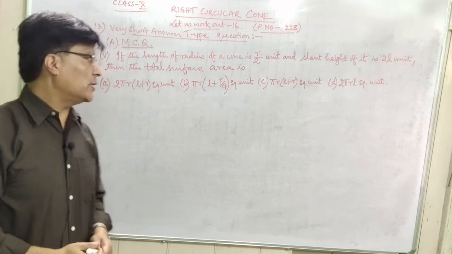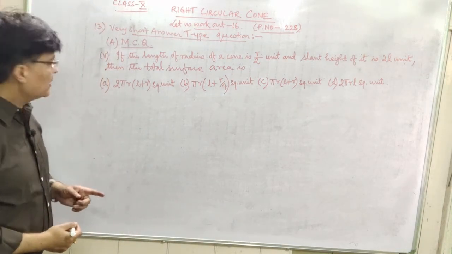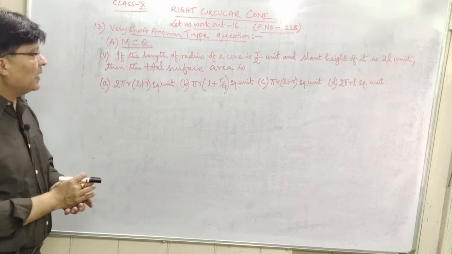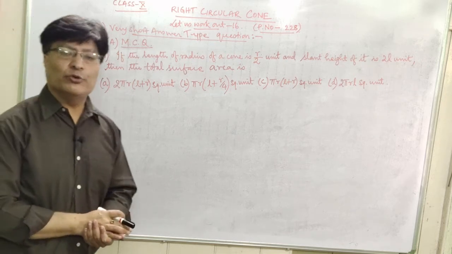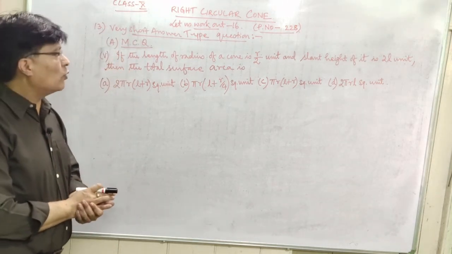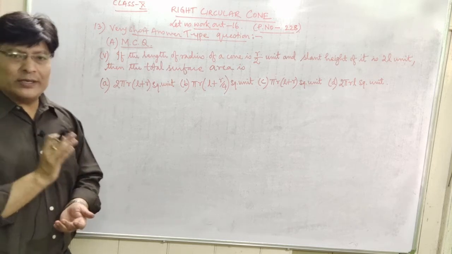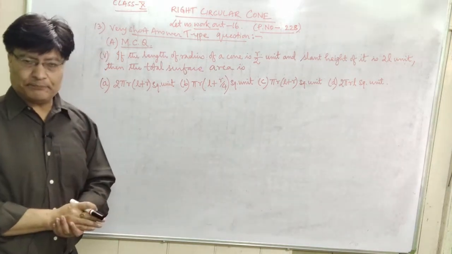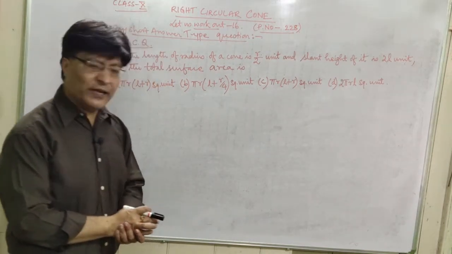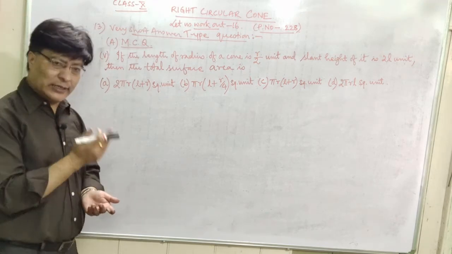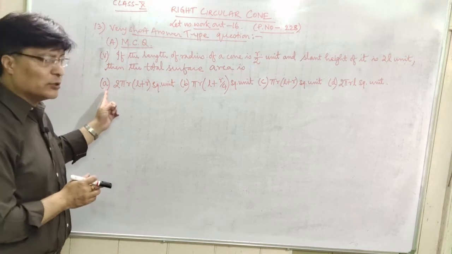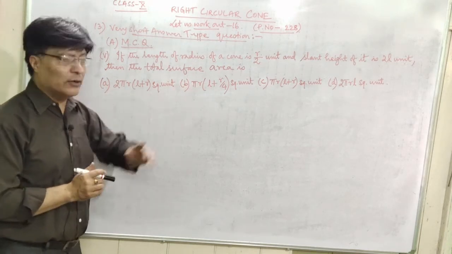So now we'll do the next question, that is question number 5. This is also a multiple choice question. Number 5 is: if the length of the radius of a cone is r by 2 unit, what is the radius of the base of the cone in this case? It is r by 2 unit. And what is the slant height of it? It is 2L unit. Then the total surface area is, which is the correct option? You have to check whether it is A, B, C or D.